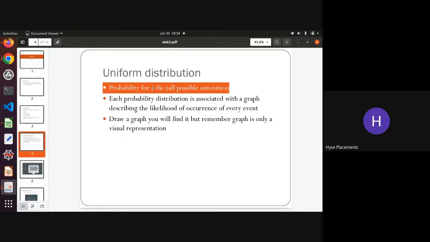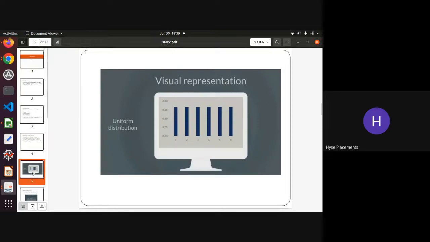Okay, draw a graph, you'll find it, but remember, the graph is only a visual representation to understand things. The main intention is that the uniform distribution distributes everything equally.